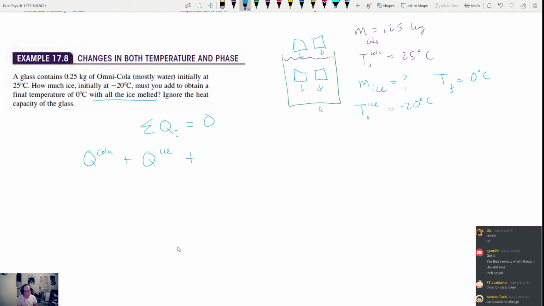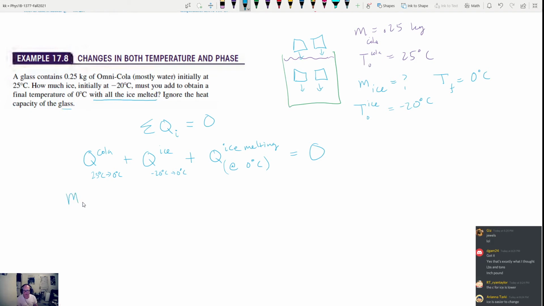There's one more, though. The ice has to get up to 0 degrees Celsius, right? Nice. Yeah. And there's the Q for the ice melting at 0 degrees Celsius. So the cola goes from 25 degrees Celsius down to 0, right? The ice goes from negative 20 up to 0, and then it will start to melt. So there we go. All these should sum to 0.